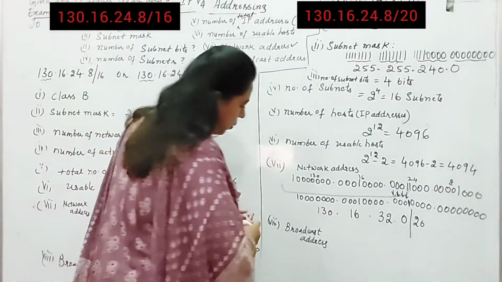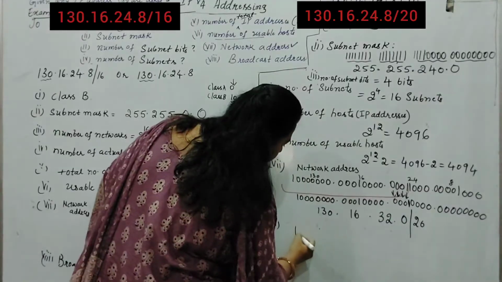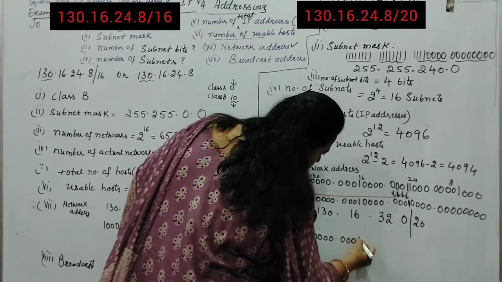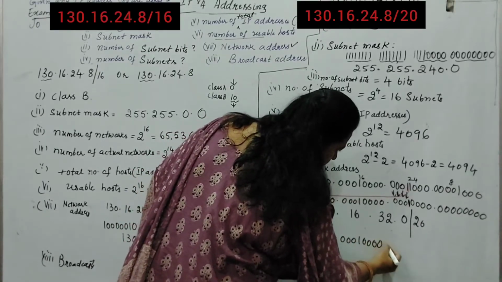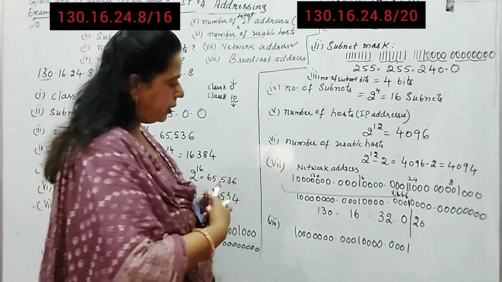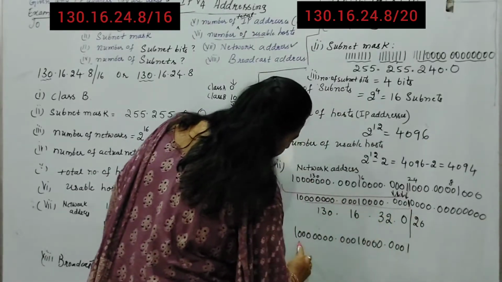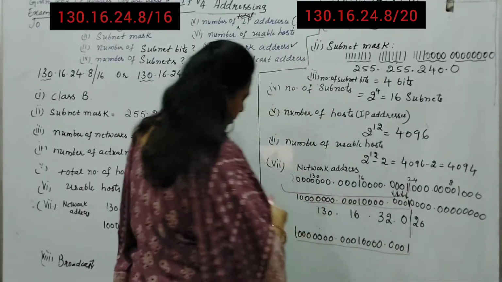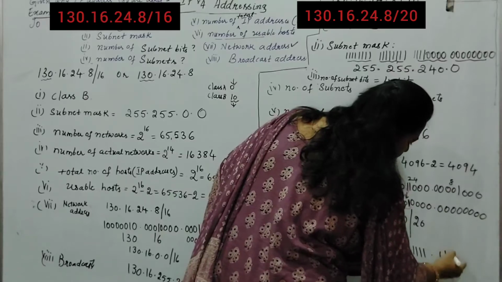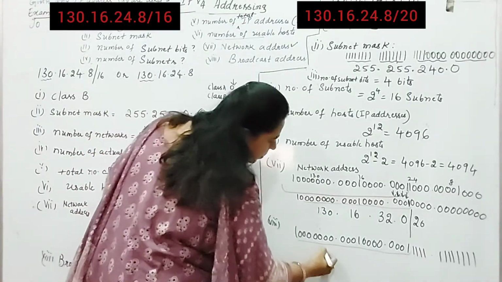For the broadcast address, what you will do, you will write it as it is, but these bits will become 1. Okay, up till here you are going to write it as it is. Let me underline also. Here also I will underline. Up till here you are going to write it as it is, and the remaining 12 bits will be what? Ones, to get the broadcast address. Now find out the decimal value.